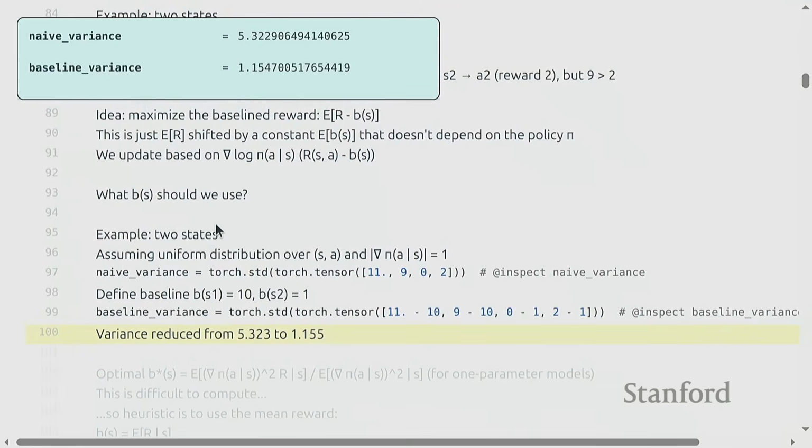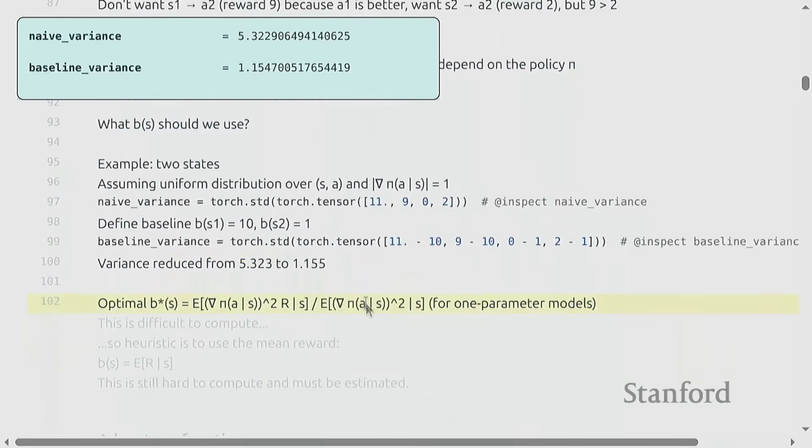Okay, so what we showed is that, at least for this example, anecdotally, you can define some baseline that reduces the variance. So this is hopefully giving you a concrete sense of the power of a baseline. The lower variance you have, the faster the convergence.